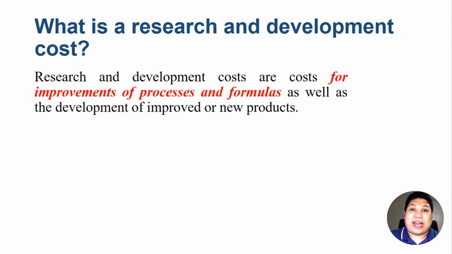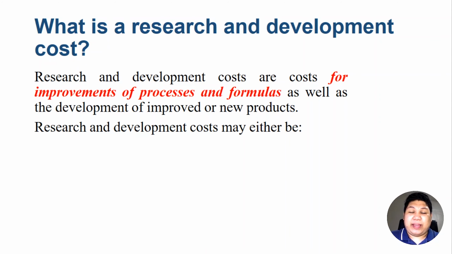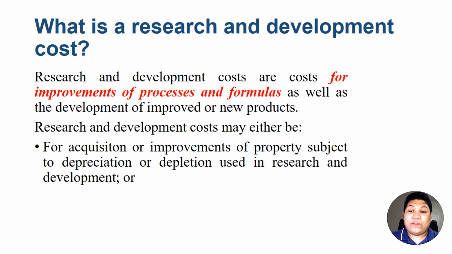And there are two types of research and development costs. Research and development cost may either be, number one, for acquisition or improvements of property subject to depreciation or depletion used in research and development. So this is the first cost the taxpayer would likely incur or spend on. The taxpayer might want to construct a facility or an establishment or a lab for research purposes.